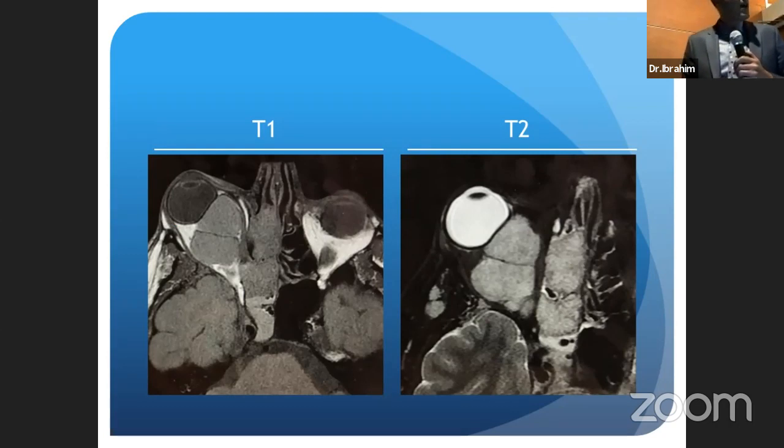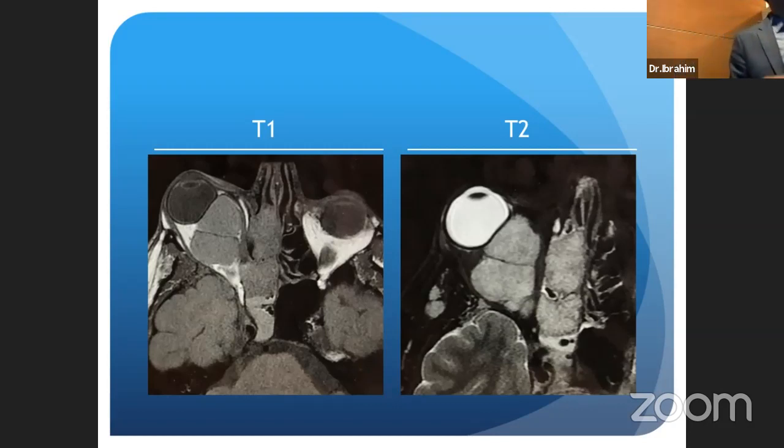As you can see, we have a well-defined, multilobulated, intraconal, large lesion resulting in compression of the optic nerve, part of which you see here. The lesion extends almost to the orbital apex. It is obviously causing significant proptosis, with very typical characteristics: on T1 images it is low to isointense to muscle, and high on T2.